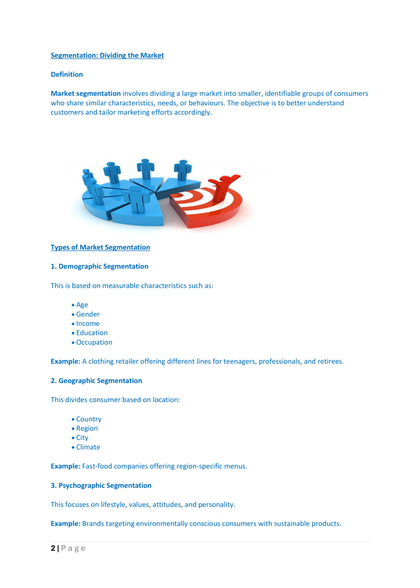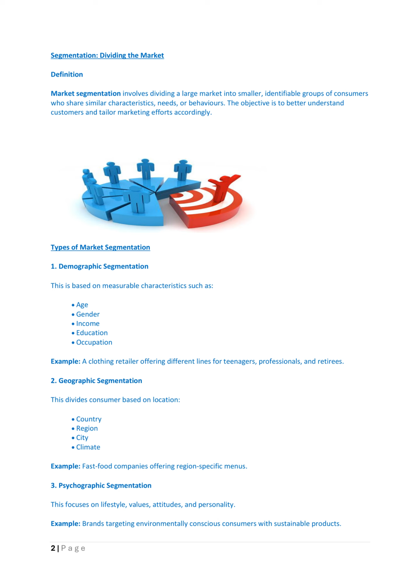Market segmentation is about breaking down a large market into smaller groups of consumers who share similar traits, needs, or behaviors. This helps businesses understand their customers better and make their marketing more effective. There are three main types of segmentation. First, demographic segmentation looks at measurable factors like age, gender, income, education, and occupation. For example, a clothing store might have different lines for teenagers, professionals, and retirees.